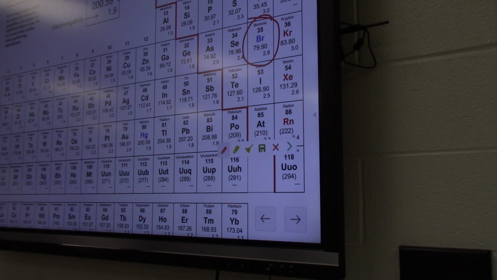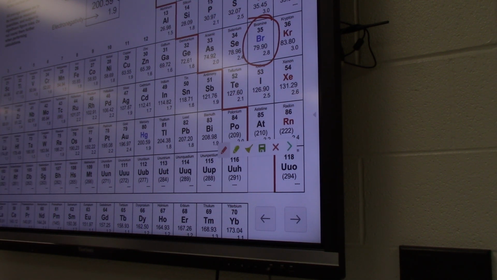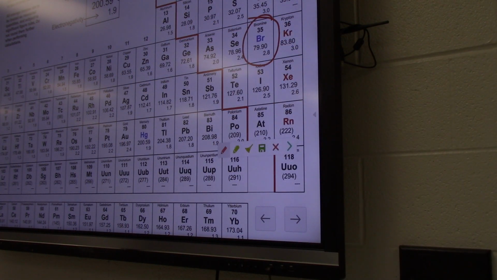Once you get there, I stop at the 4P for a reason. You have to remember, not so much the Pauli exclusion principle, where it says that no two electrons in the same element will have the same four quantum numbers. But we have to remember Hund's rule. Hund's rule states that orbitals of the same energy level will each receive one electron before it receives a second.